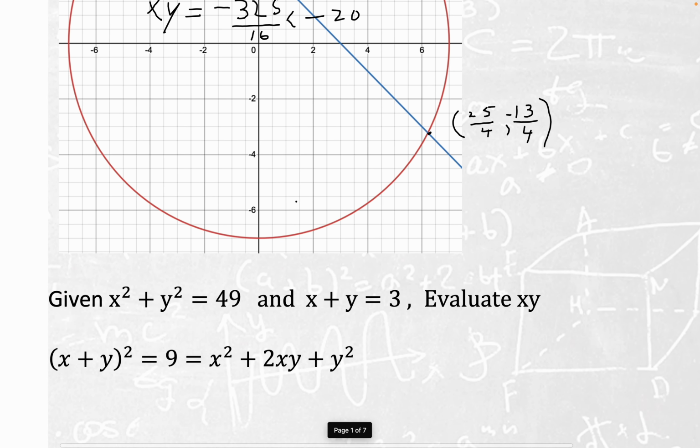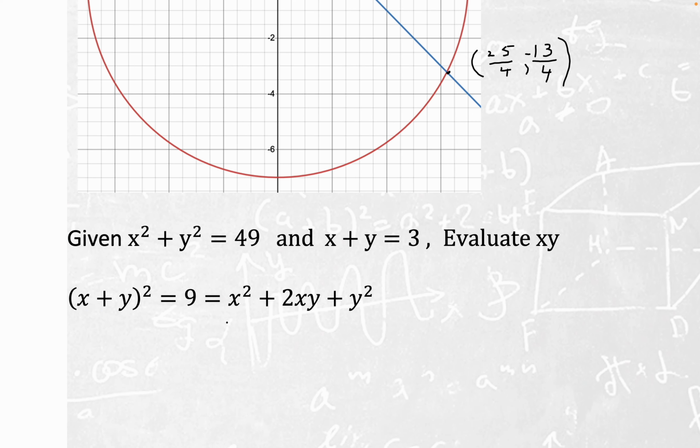Now this is the original problem right here, and this is fairly routine. If x plus y is equal to 3, then (x plus y) squared is equal to 9. But (x plus y) squared is also equal to x squared plus 2xy plus y squared.